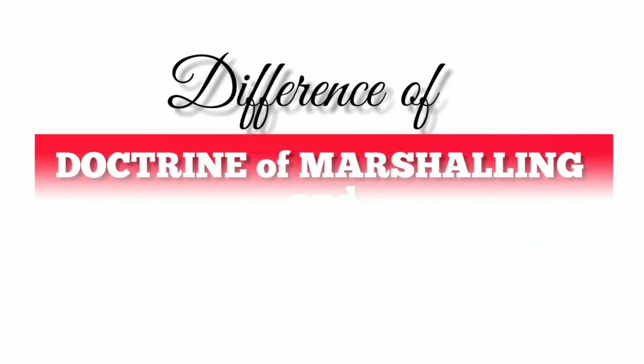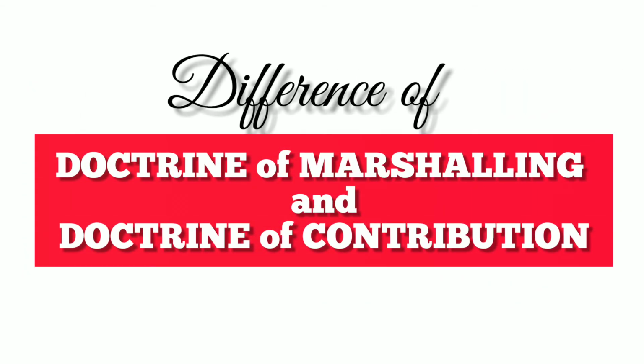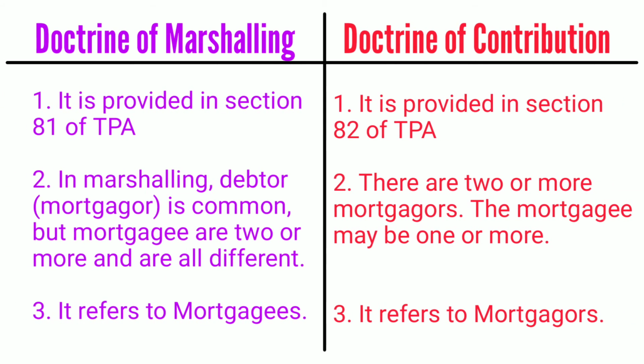Basing on the mentioned illustration, let me differentiate between the doctrine of marshalling and the doctrine of contribution. Let me make a table. Doctrine of marshalling is given in pink color and doctrine of contribution in red color. See, the doctrine of marshalling is provided in section 81 of the Transfer of Property Act. On the other side, the doctrine of contribution is provided in section 82 of the Transfer of Property Act.